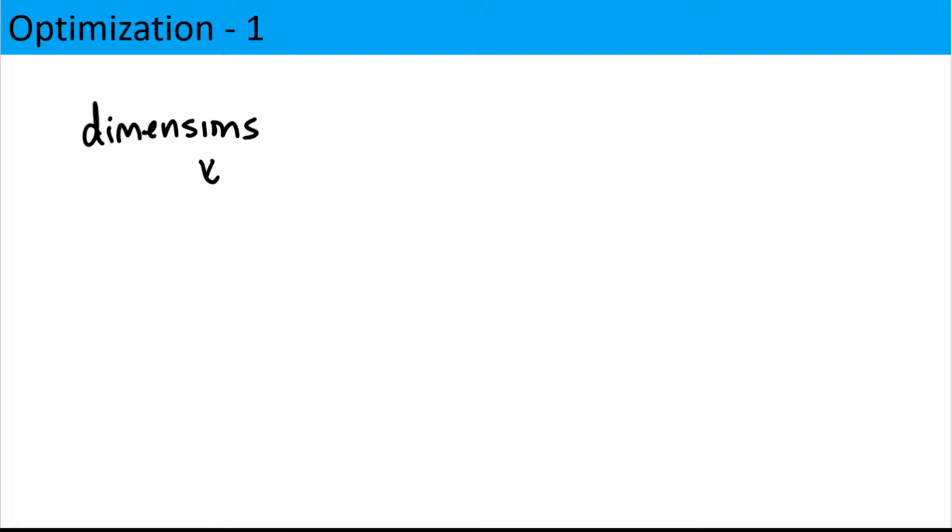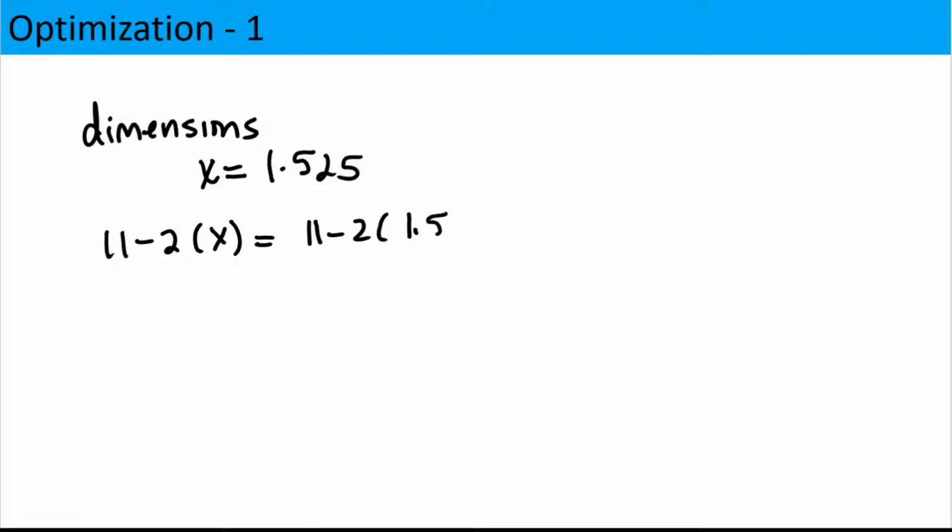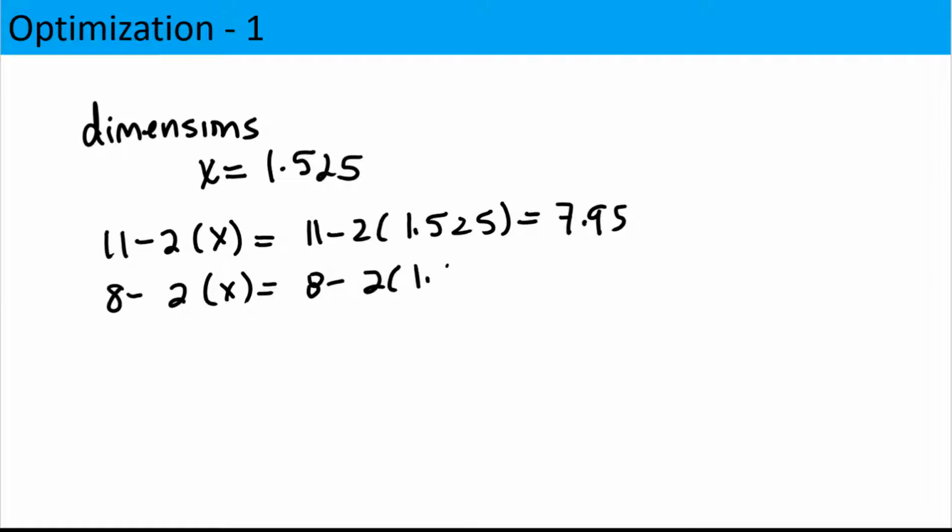The corner cut we determine to be 1.525. Then one of the sides we know is 11 minus 2x, which would be 11 minus 2 times 1.525. And that, using your calculator, gives you approximately 7.95. The other side is 8 minus 2x, which would be 8 minus 2 times 1.525. And that computed is 4.95.